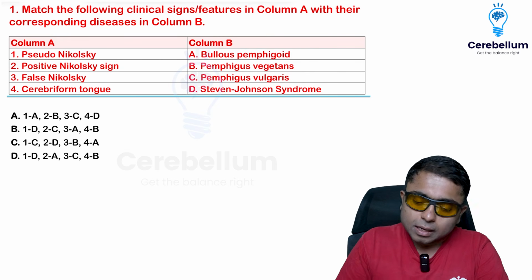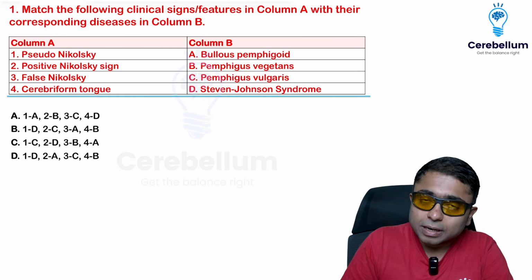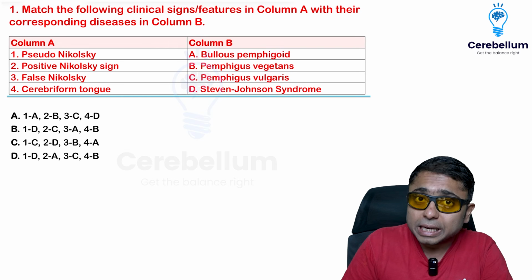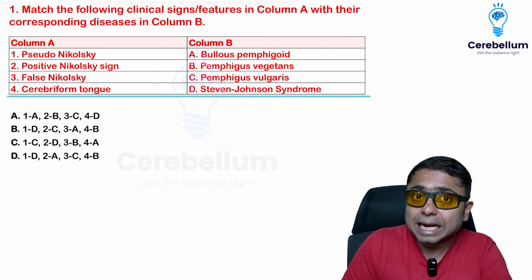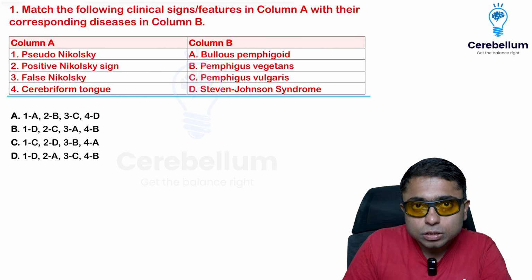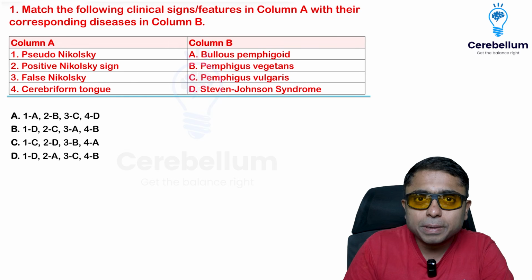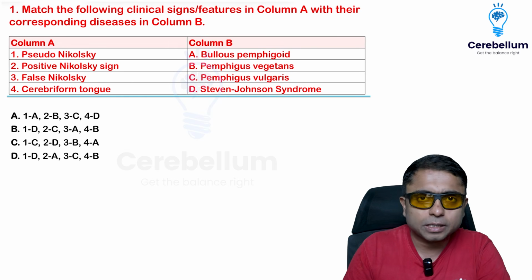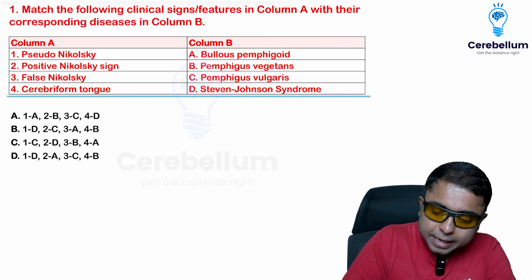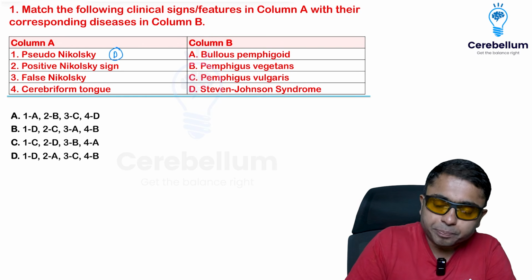Pseudo-Nikolsky sign. If you remember, we have read this in the drug reactions topic in SJS and also TEN, Stevens-Johnson syndrome, toxic epidermal necrolysis, where the underlying cause is necrosis of the keratinocytes, because of which there is going to be sheet-like peeling whenever we give a tangential pressure on the normal looking skin. So we can mark here, it is option number D.